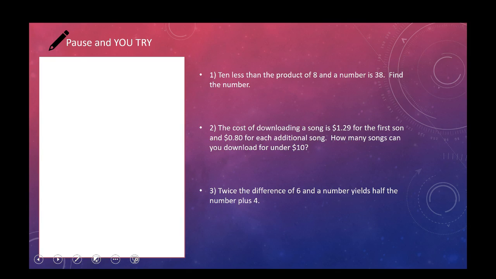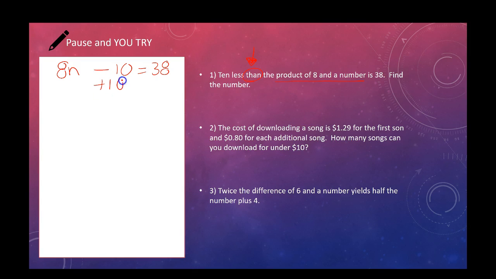Okay, let's look at the first one. 10 less than the product of 8 and a number is 38. So 10 less than the product of 8 and a number. This "than" tells me to flip, so that minus 10 is going to come second and not first. Make sure you don't have 10 minus; you have the minus 10 at the end. Then the product of 8 and a number is 8n, and that is 38. So it should be 8n minus 10 equals 38 because of this "than." Make sure you take note of that if your order was off.